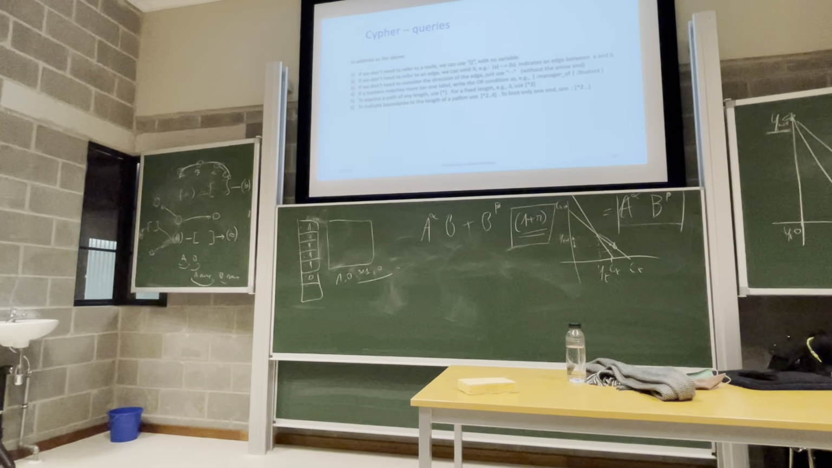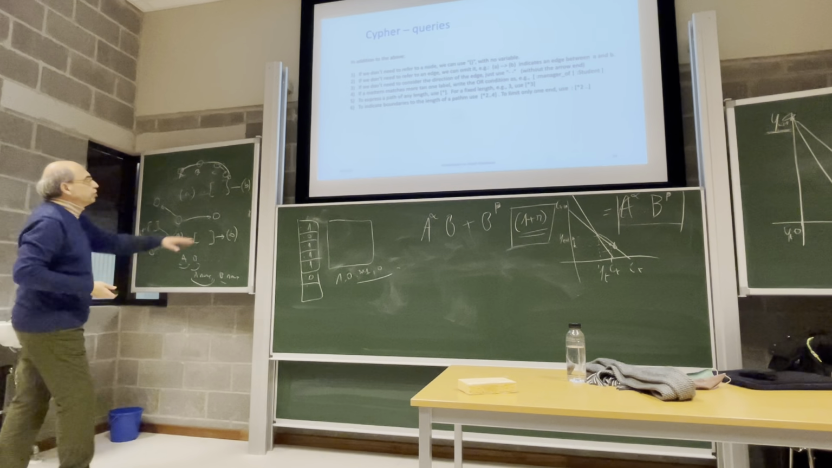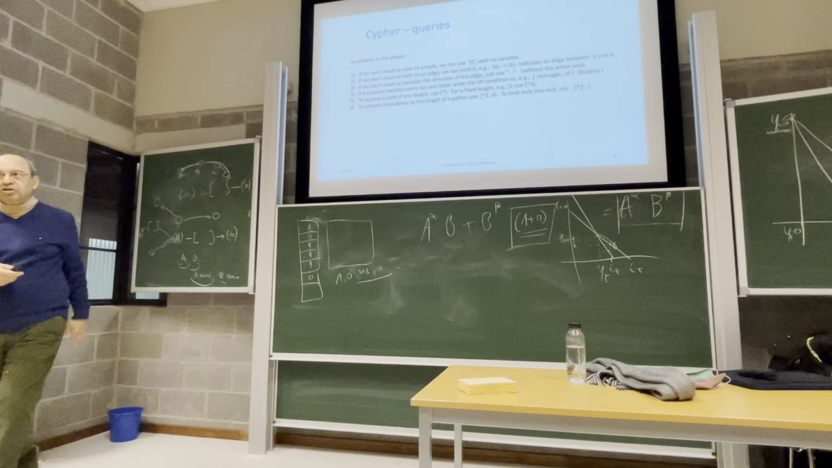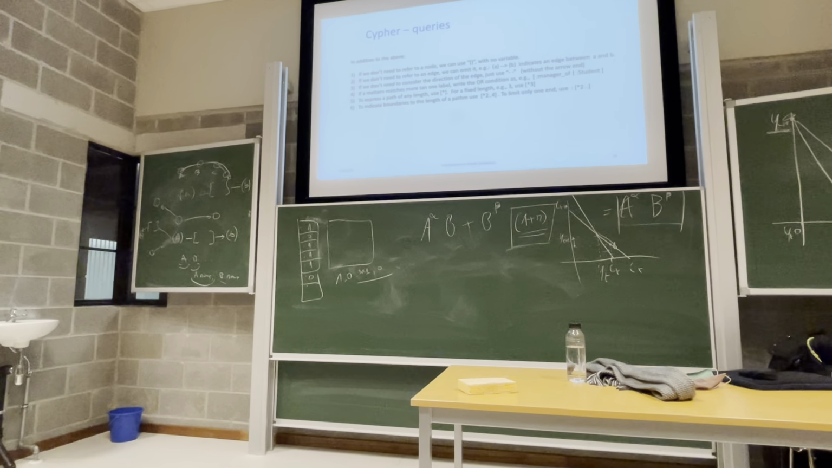Okay, there are other things too. If we don't need to refer to a node in particular, if we don't need a node for a subsequent condition statement, then you can leave it empty. If you don't need this node as a variable, you just don't put a variable. Variables are not mandatory. If we don't need to refer to an edge, we can omit it.